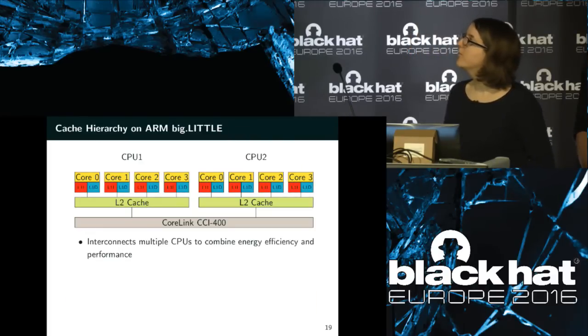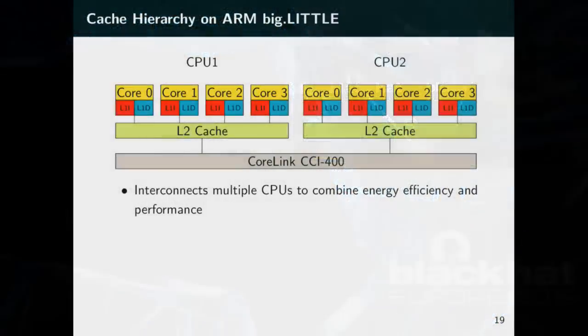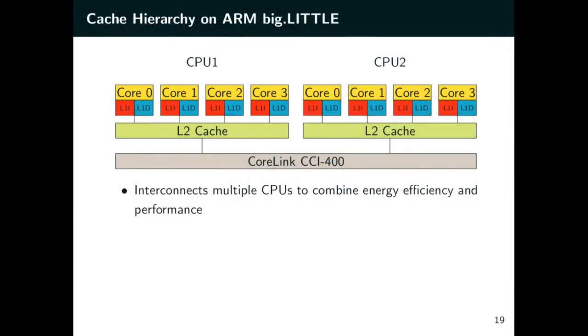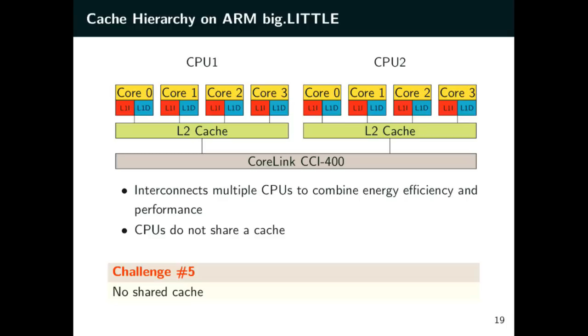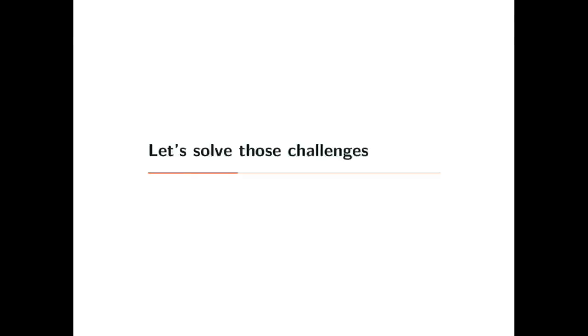Then we have the cache hierarchy on ARM big.LITTLE. And here we have not only one CPU, but multiple CPUs that are interconnected by this core link. And we have the level 2 cache that is shared across cores, but only of one CPU. So we have CPUs that do not share a cache. And once again, we would like to have no restriction on where the attacker is with respect to the victim. And this is our fifth challenge. We have no shared cache between these CPUs.